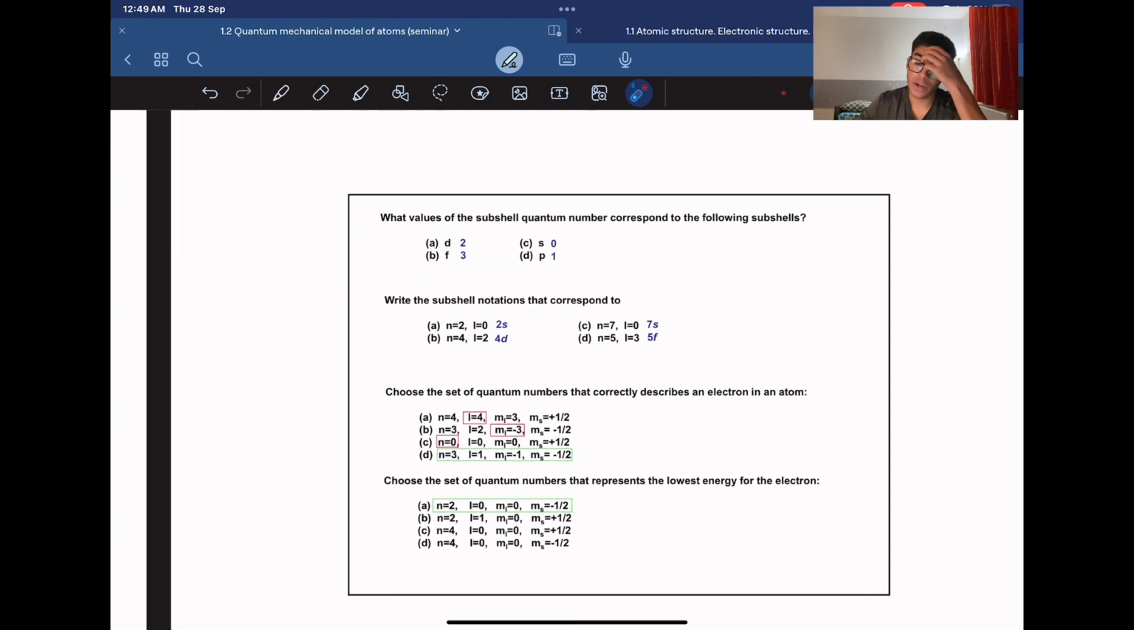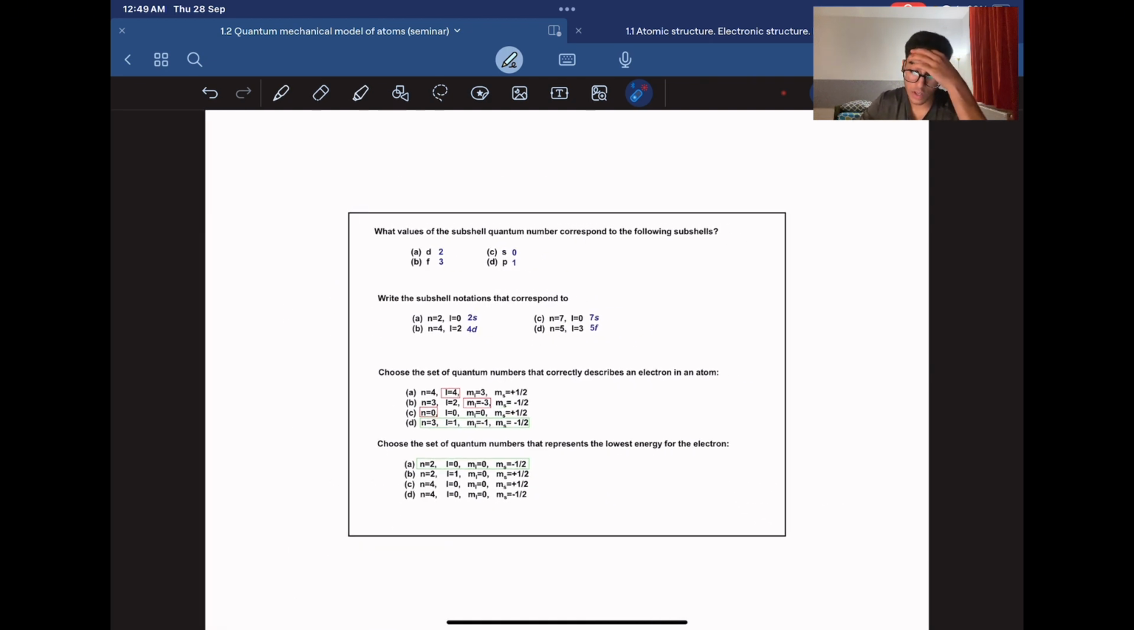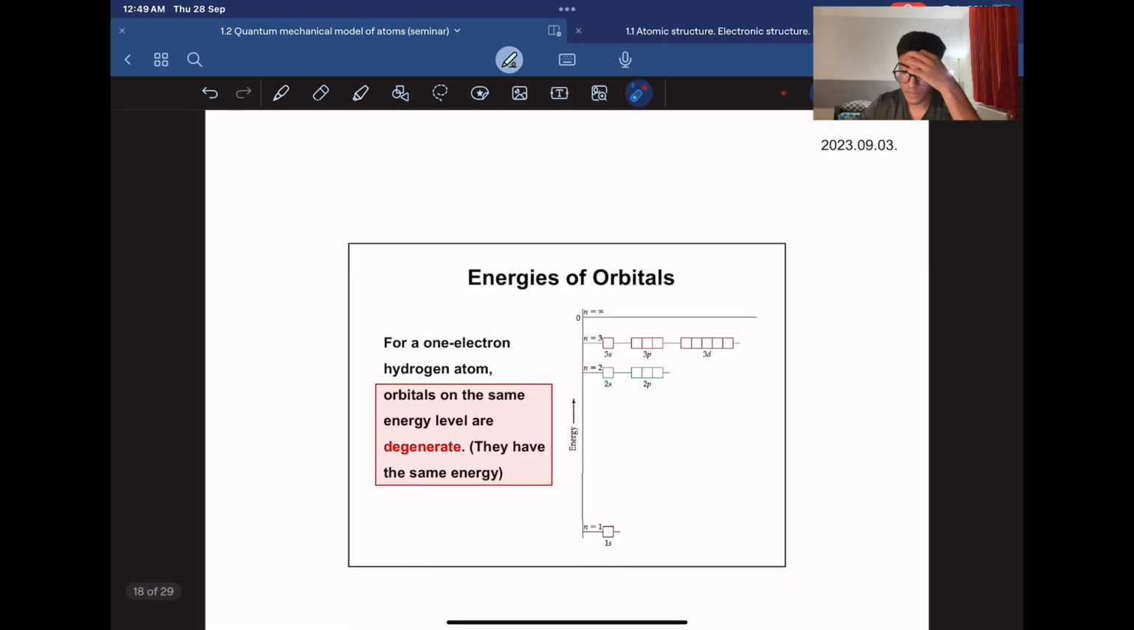What values of the subshell quantum number correspond to the following subshells? The answers are given. Pretty easy question and answers, guys. Please go through it. Not that much. Very easy and understandable.